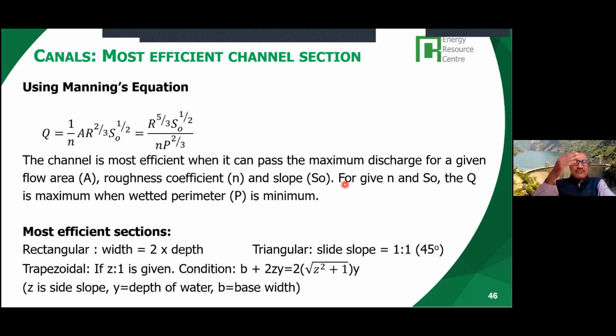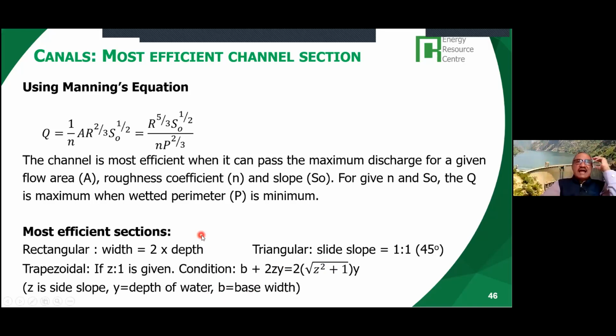So you can do an optimization exercise here, and for a rectangular canal, the most efficient section will be width equal to 2 times the depth. For triangular, the side slope should be 45 degrees. For trapezoidal, this is the formula we used. So we find the slope based on the depth and the base width.